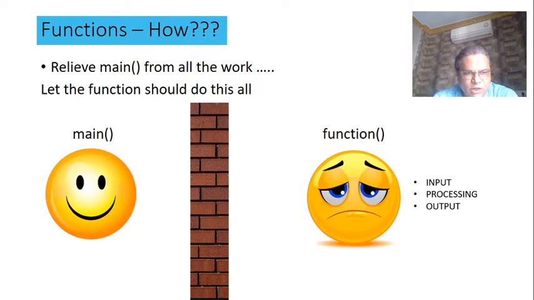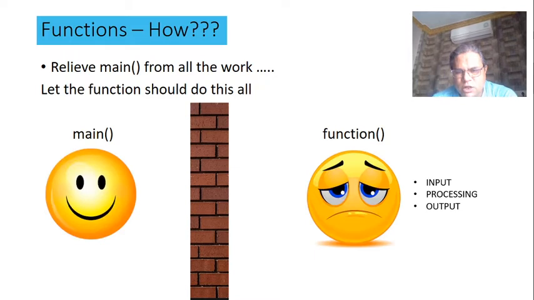Means the variables which are declared in main will not be visible in the function, and the variables which are declared in the function will not be visible in main. They are divided by a wall. They have got separate memory variable space.